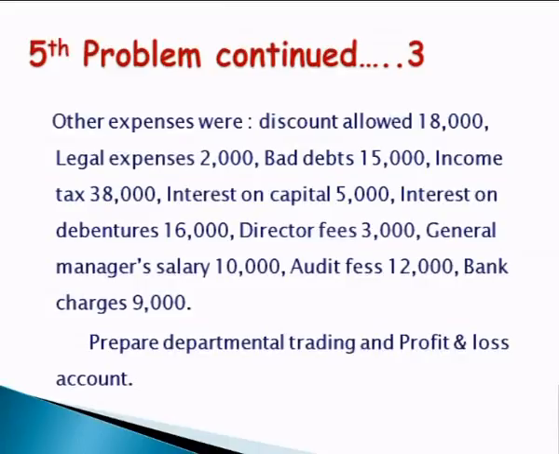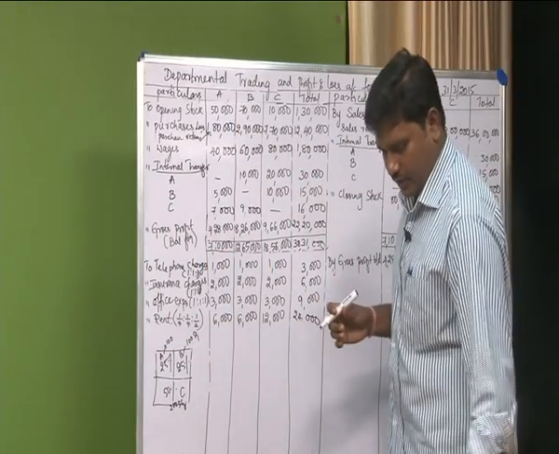Discount allowed will be paid to the customers, therefore discount allowed should be allocated in the net sales ratio. Legal expenses of 2,000 cannot be allocated. Bad debts of 15,000 will be allocated in the net sales ratio. Okay, we will allocate those too.